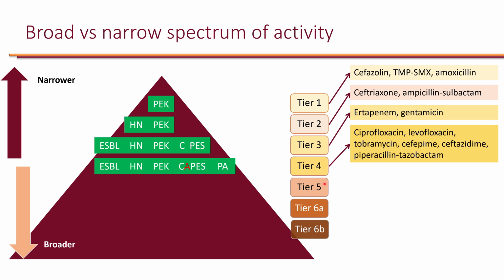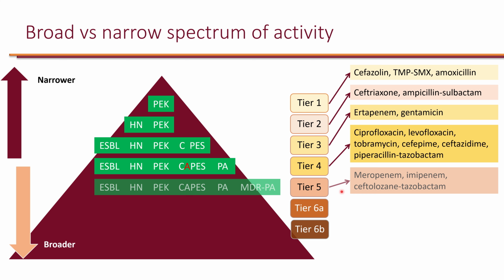And that's why we have a tier 5. These are agents such as the rest of the carbapenems. So remember, ertapenem doesn't have activity against Pseudomonas, but the rest of the carbapenems do. And also ceftolozane tazobactam. Ceftolozane tazobactam was specifically designed to have potent activity against multi-drug resistant Pseudomonas.